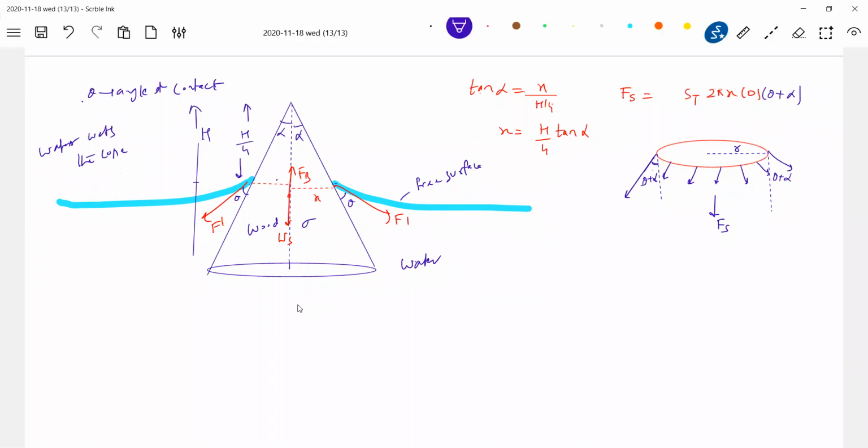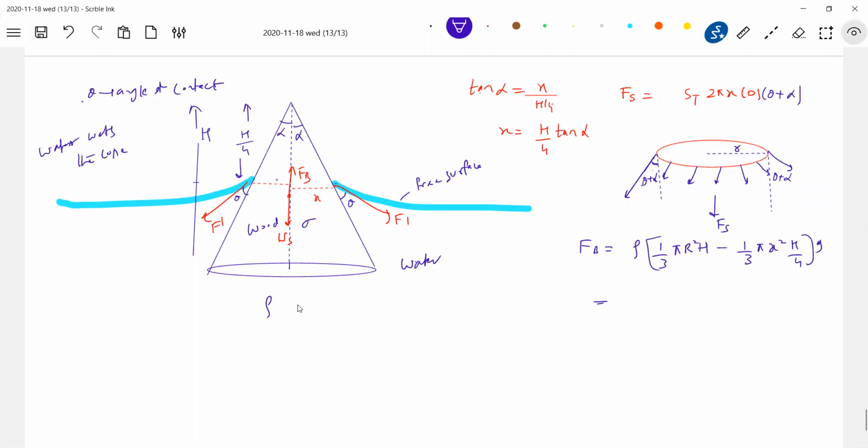Okay, let's get into buoyant force. So what is the buoyant force? Density of water, volume immersed. How to calculate volume immersed? The volume of the beaker cone, 1 by 3 pi r square h, into g. In the bigger volume, I should subtract the smaller volume. So this should be 1 by 3 pi x square. What is the height of this cone? H by 4, into g.